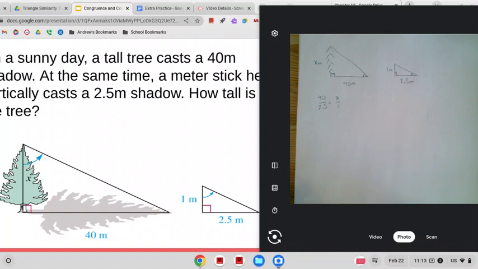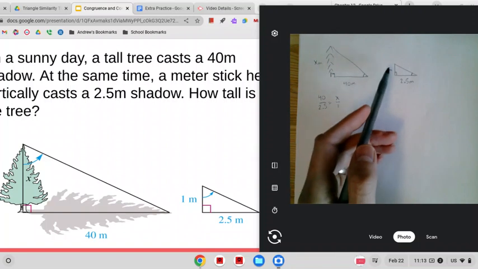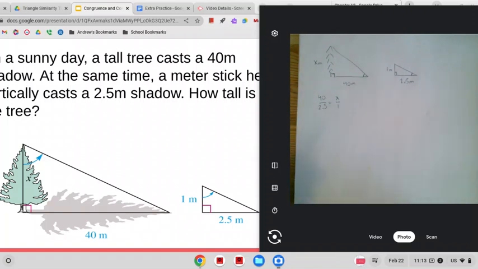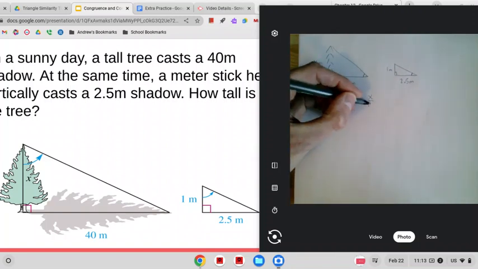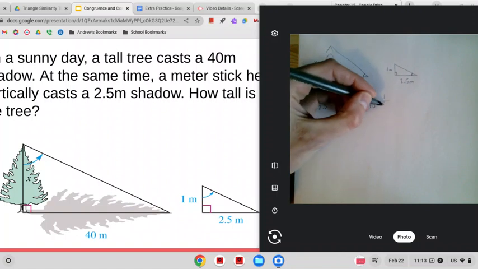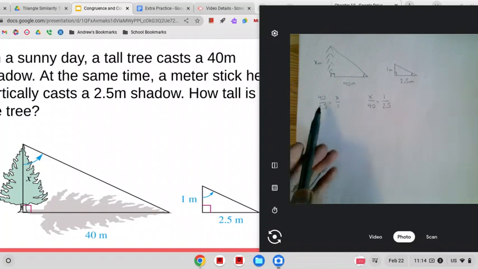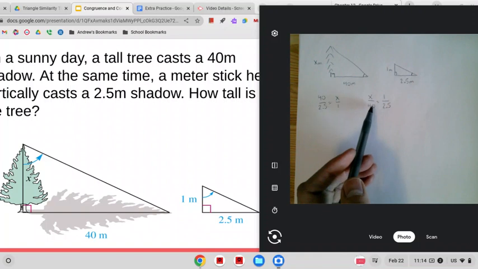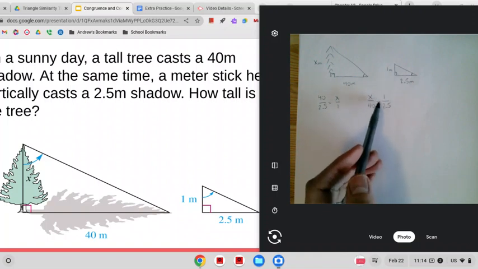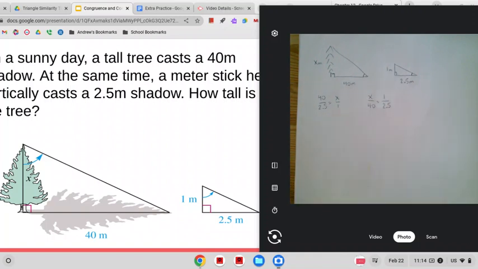There is another relationship that you could make. You could also do height to shadow, height to shadow. As long as you're consistent with the way you make your relationship, it's the exact same thing. Notice here I'm going to do 40 times 1 and 2.5 times x when I cross multiply. 40 times 1, 2.5 times x. It's the same proportion. So the relationship is what's important, and being consistent with the way you make your relationships is important.